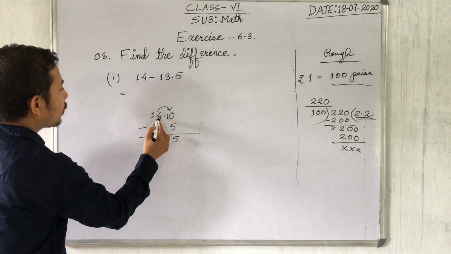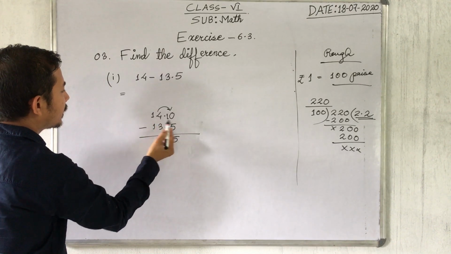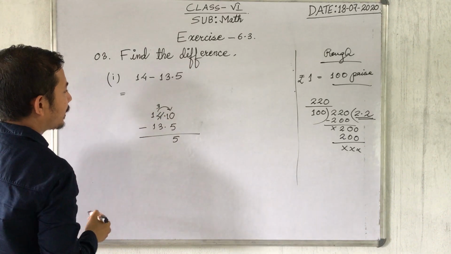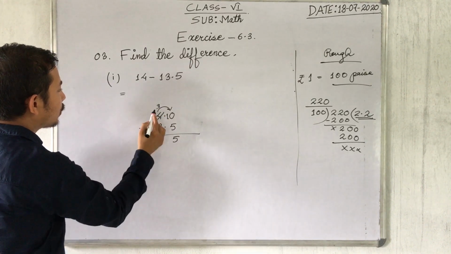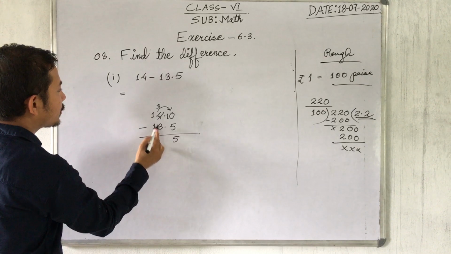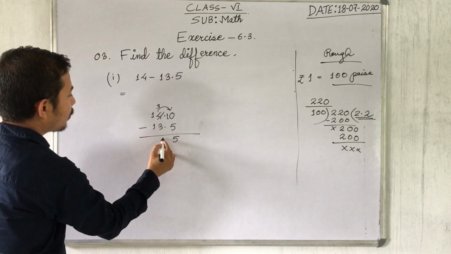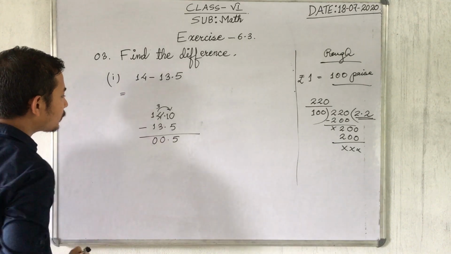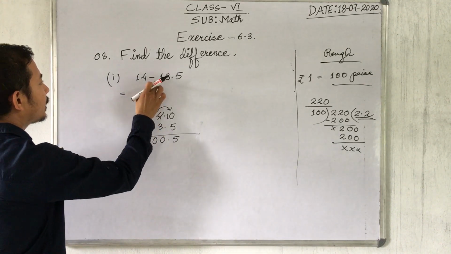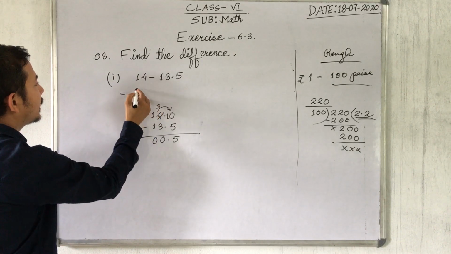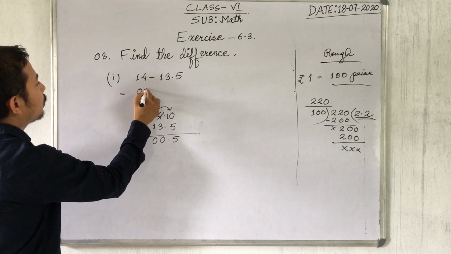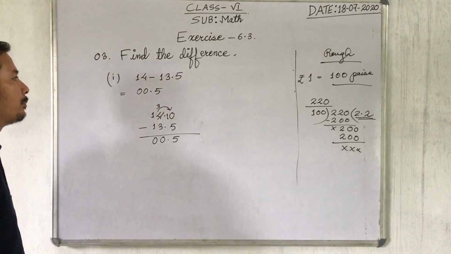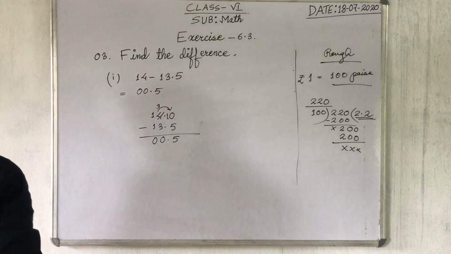We have already taken 1 from 4, isn't it? So now what remains here? 3 will remain here. Right? So now we have to subtract this 3 from 3. If we subtract 3 from 3, it will be 0. If we subtract 1 from 1, there will be 0. That means if we subtract 13.5 from 14, we will get 0.5. Very simple. Okay, this is number 1.